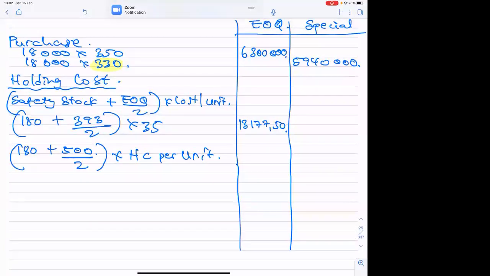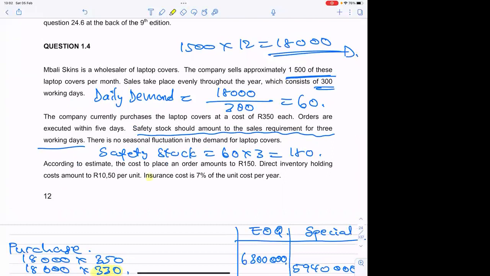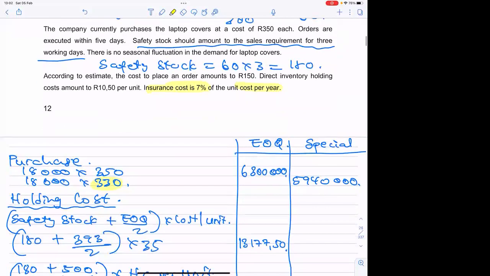Do you see the catch now in the examination? You come out celebrating, and then you see the results and wonder, what did I do? You understand? So you see, now our holding costs have changed because the question is telling you that insurance is 7% of the unit cost. What is our unit cost? Our unit cost is now 330.